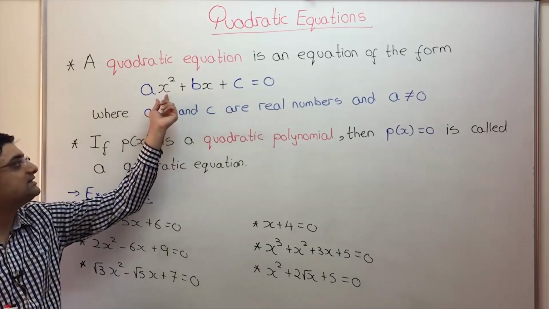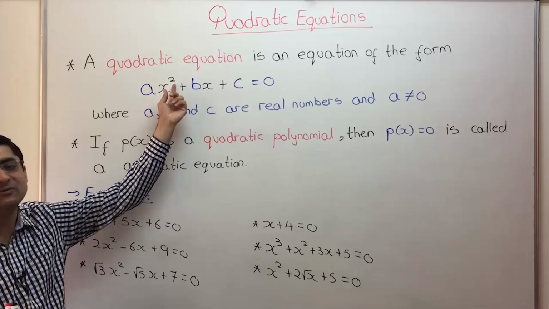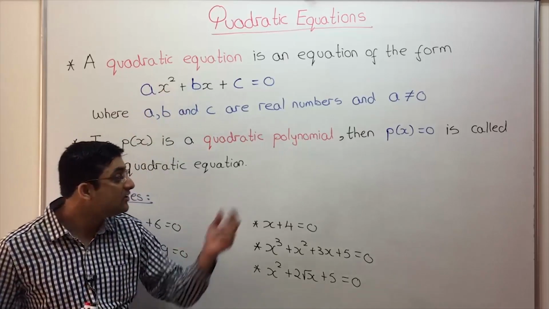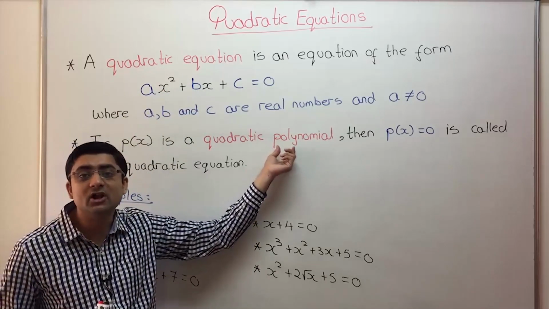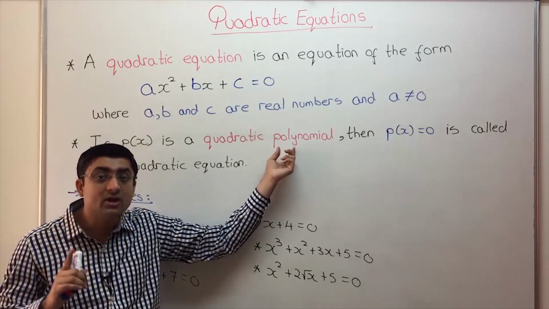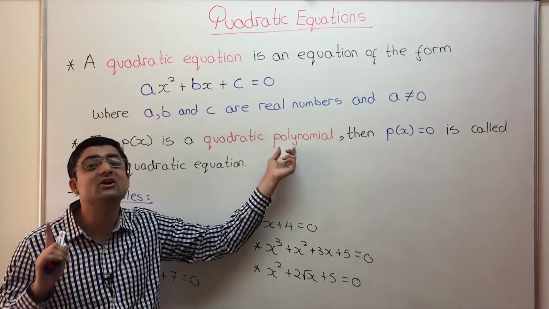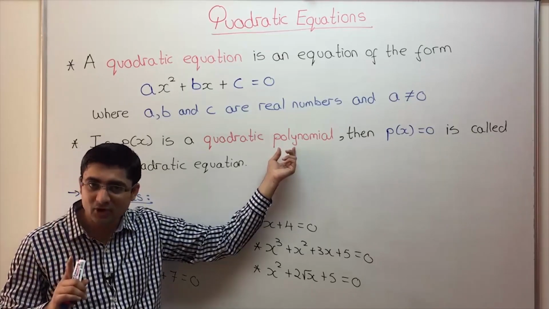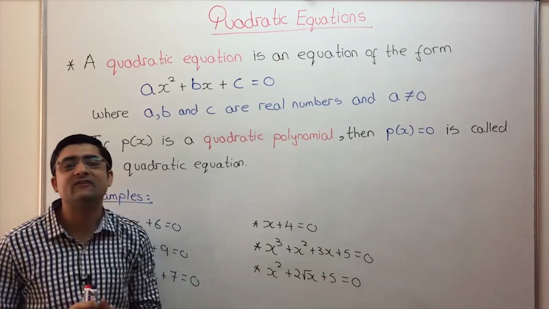Like over here, what is the variable? x. What is the highest power? 2. So it is a quadratic equation. Now see, because we have the term polynomial over here, what is special about a polynomial? In a polynomial, all powers of the variable have to be whole numbers. I repeat, in a polynomial, all the powers of the variable have to be whole numbers.